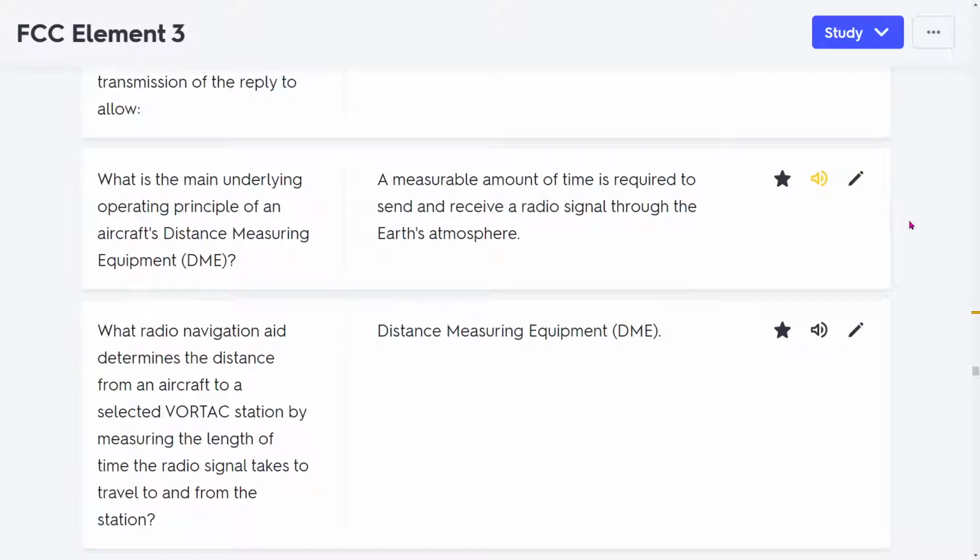What is the main underlying operating principle of an aircraft's distance measuring equipment? A measurable amount of time is required to send and receive a radio signal through the Earth's atmosphere.